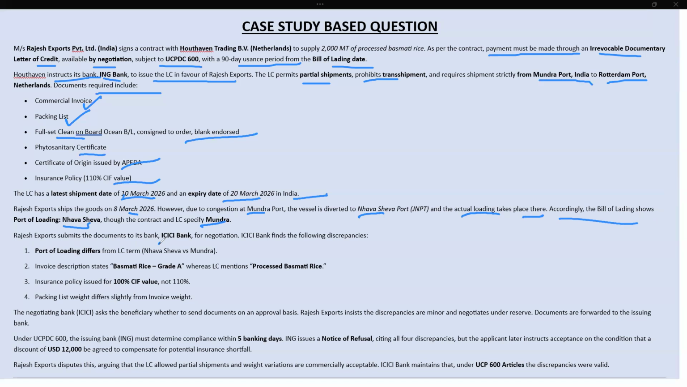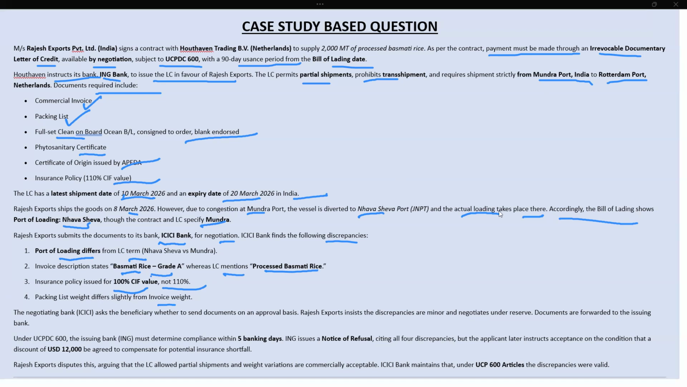The bank of Rajesh Export is ICICI Bank, for negotiation. This bank finds discrepancies. The port of loading differs from the LC terms. The invoice description states basmati rice grade A, whereas the LC mentions processed basmati rice. The insurance policy is for 100% of CIF value, not 110%. The packing list weight differs slightly from the invoice weight. So these are the discrepancies that ICICI Bank has found.